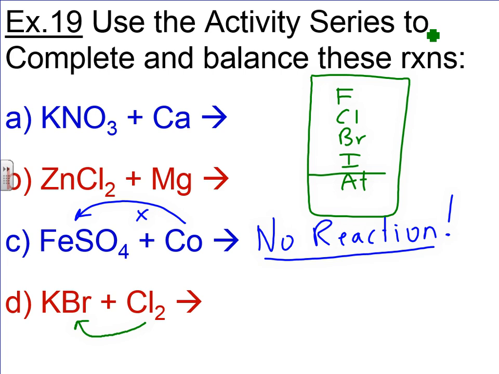So chlorine is more reactive than bromine, which means chlorine can replace bromine. So this reaction will happen. And you get yourself KCl, and then you get yourself bromine by itself. Remember, bromine is diatomic. You get KCl plus Br2. So this reaction does happen, and the activity series is simply the activity of the elements from the periodic table.